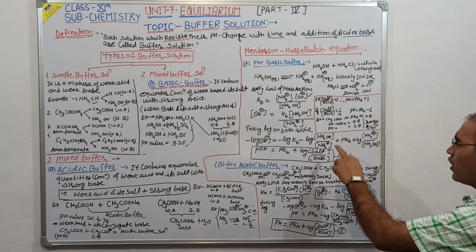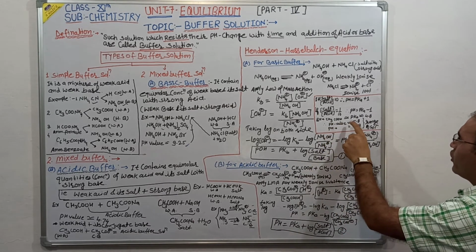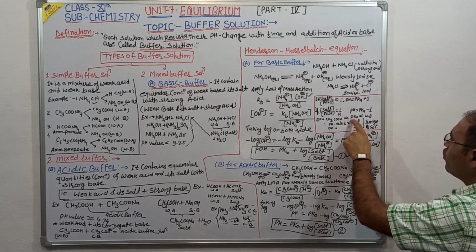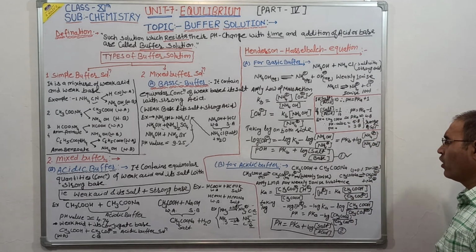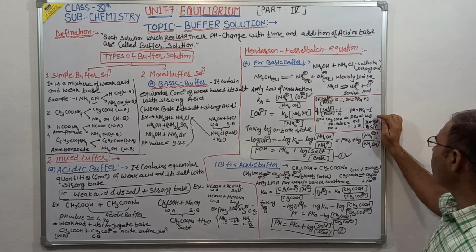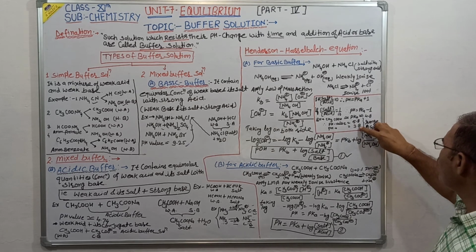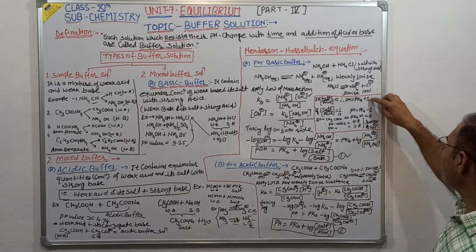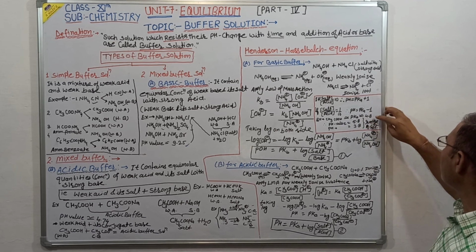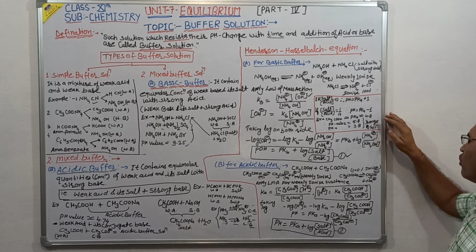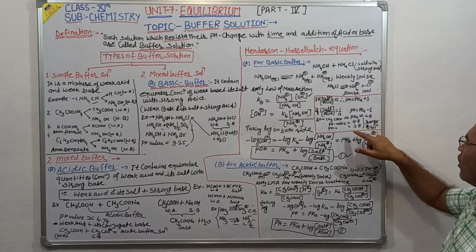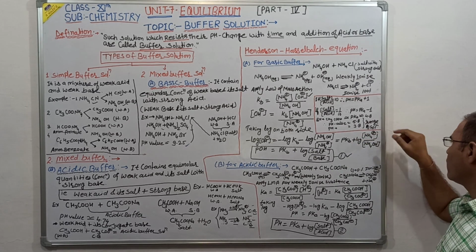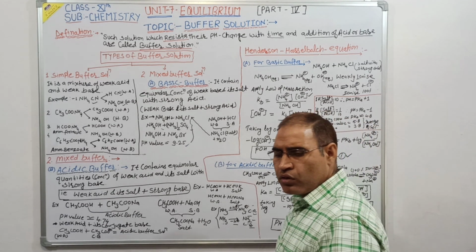The example is acetic acid, with pKa and pH value near about 4.8. So its value changes over a range of 3.8 to 5.8. Plus 1 added gives 5.8, and minus 1 gives a pH range of 3.8. That is all for today.